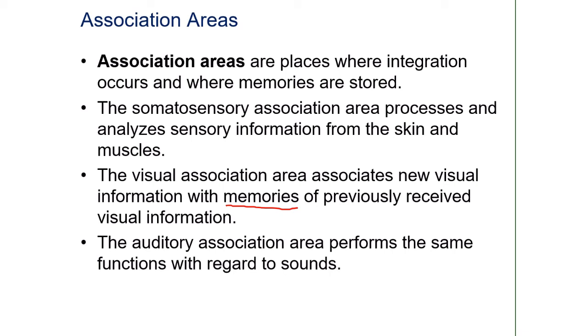Okay, so the association area is where you will process a certain type of sensory information related to that lobe, and you are going to create memories related to those sensory inputs as well. Another example of this would be in the auditory association area, where if you set a specific ringtone for a certain person, like your spouse calling you, you would have a special ringtone for him or her.